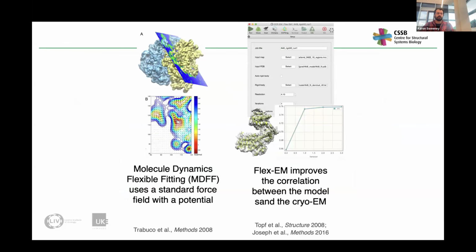There are two very standard methods for performing flexible fitting, and I can break them down into molecular dynamics flexible fitting, or MDFF. And if you're familiar with tools like ISOLDE, then you've used this kind of method. The other approach is the correlation-based fitting, where you try and optimize the cross-correlation between a model and a map. And this kind of approach was pioneered by Topf and also Florence Tama, for example.